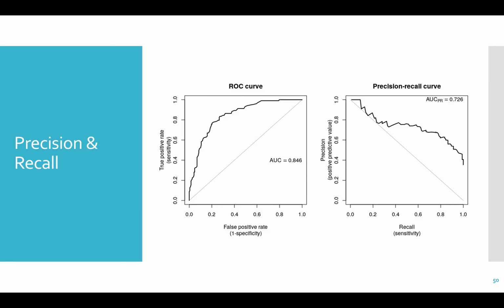You'll typically plot recall on the x-axis and precision on the y-axis. And the closer you can get to the top right corner, the better. The top right corner shows precision equals 1 and recall equals 1, which is an ideal situation.